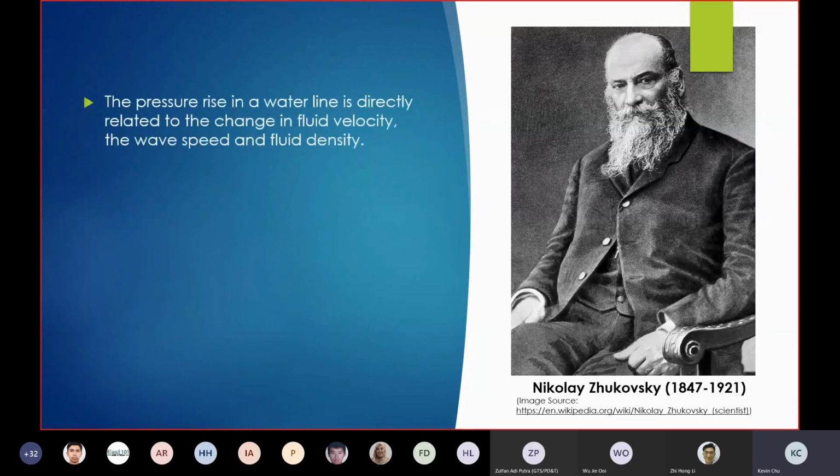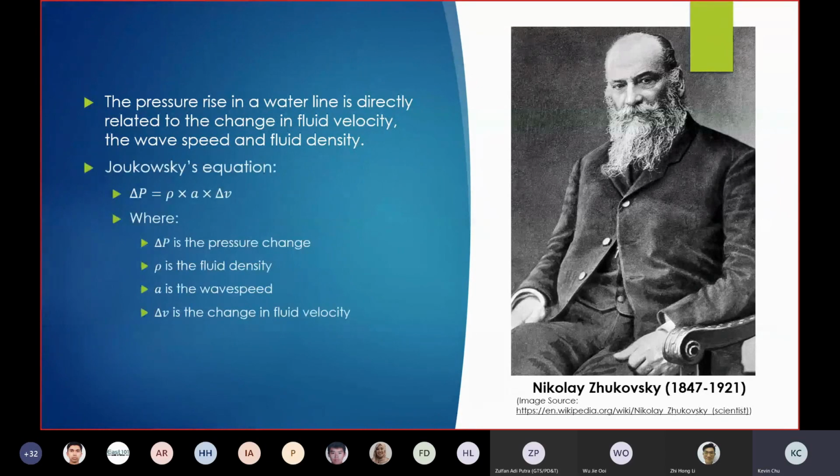He discovered that the pressure rise in a water line is directly related to the change in the fluid velocity, the wave speed of the fluid, and also the fluid density. Based on this discovery, he came up with simplified equations we call the Joukowsky equations, which is: the pressure change, delta P, is equal to the fluid density multiplied by the wave speed of the fluid and the change in fluid velocity.